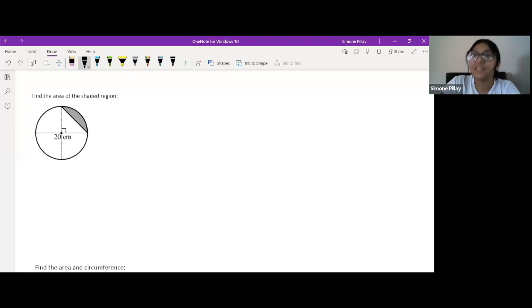I see your hand up. Omolemo, do you want to help me with this question? Okay, the formula for area is pi r squared, but they haven't given us a radius. They gave us a diameter, so you have to half the diameter.